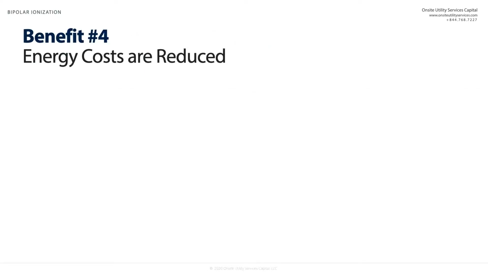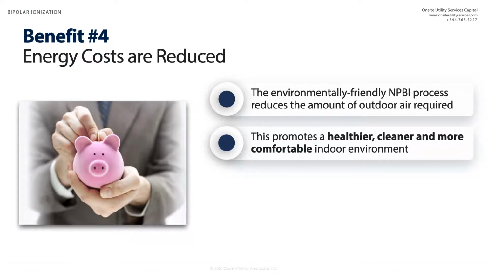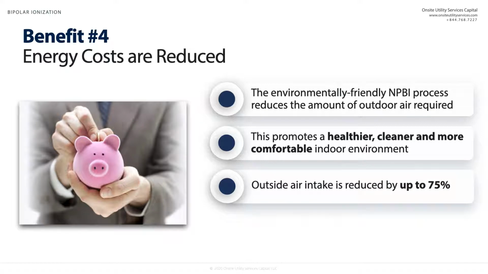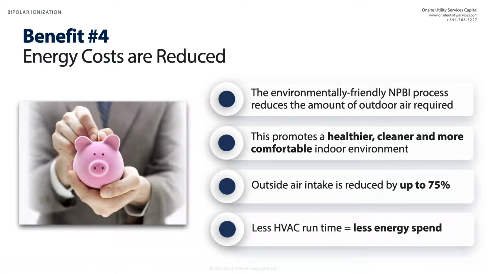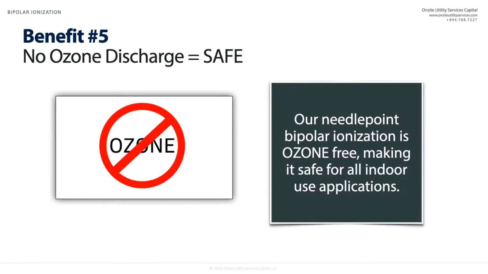It delivers energy savings. NPBI is an environmentally friendly process that reduces the amount of outdoor air required to circulate in your building, which is normally how you would try to ventilate the indoor air. Since you're cleaning the indoor air and not just recirculating it with the outdoor air, NPBI promotes a healthier, cleaner, and more comfortable indoor environment. Plus, as you're not running the ventilation systems as frequently for that outdoor air circulation, the outdoor air intake is reduced by up to 75%. And the less time your HVAC is running means the less energy you're spending. And finally, it's completely ozone-free, making it completely safe for all indoor applications.